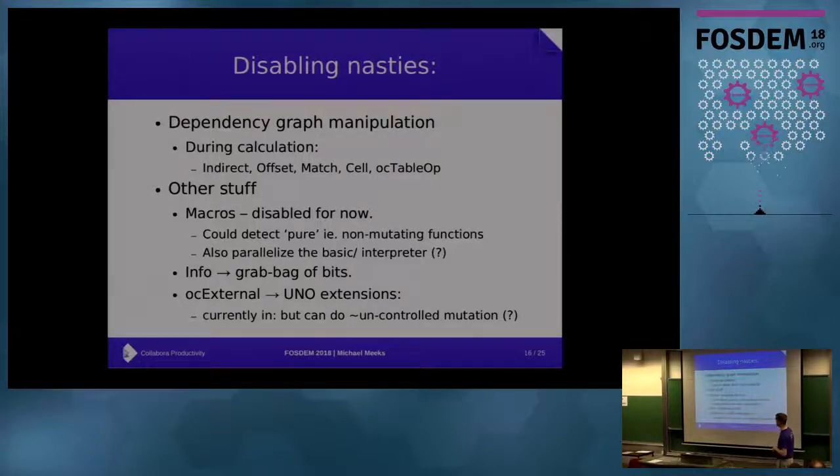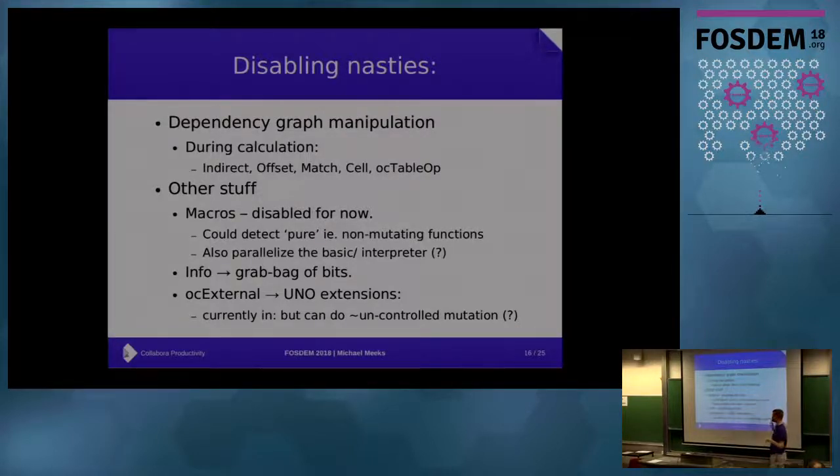Macros we disable for now. If you look at what Excel does, they look at the macro code and go, this is a pure function. It doesn't mutate stuff. So actually Excel doesn't allow macros that do stupid stuff to be called in formulae, but we're not quite as advanced as that. What would be even nicer would be to parallelize the basic interpreter, but that's quite an exciting problem.